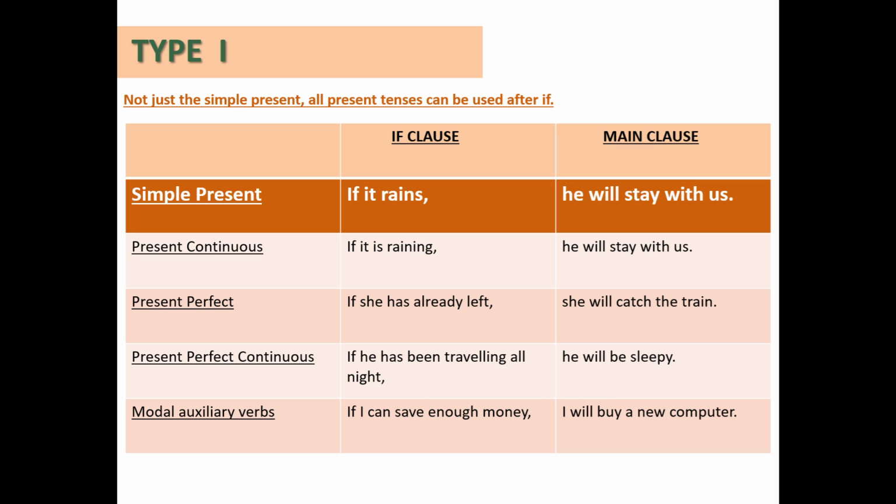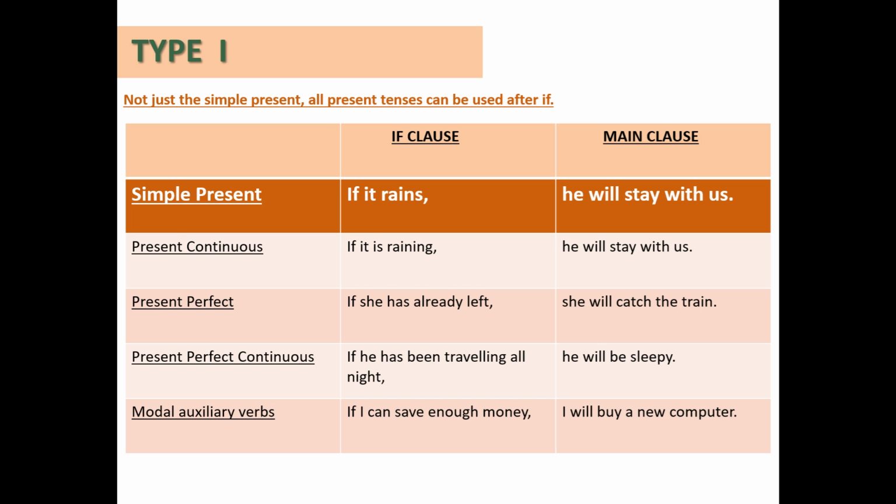Now, modal auxiliary verbs can also be used in the if clause. For example, here can is used. Can is a modal auxiliary verb and it is used to show ability. Okay. So, if I can save enough money, I will buy a new computer. Now, here I have written new computer because for me it's important now. I have not written mobile, right? So, if I can save enough money, I will buy a new computer. So here a modal auxiliary verb is used in the if clause.